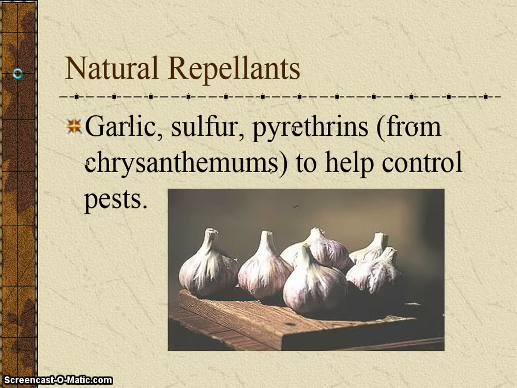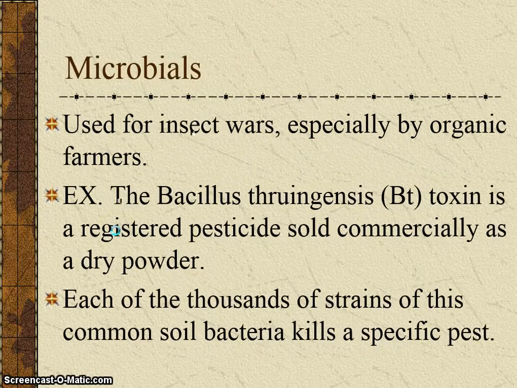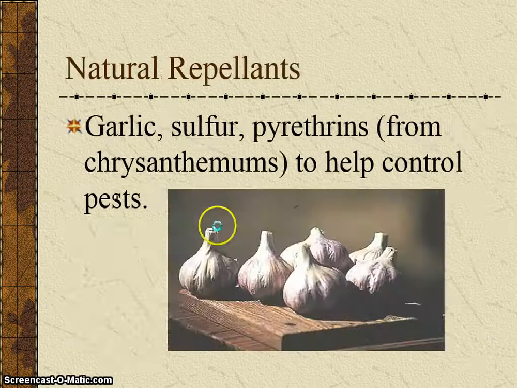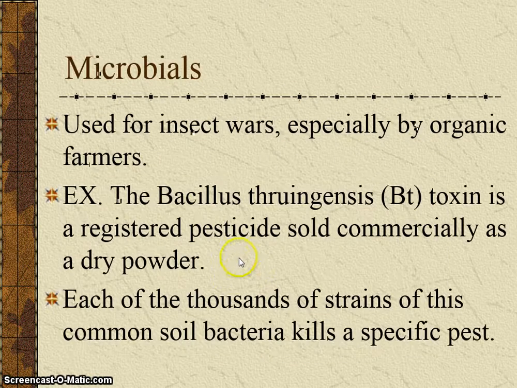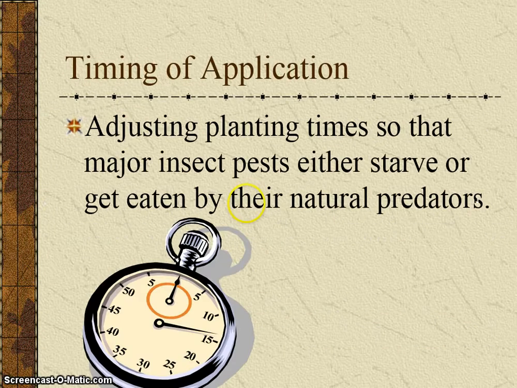You might use natural repellents and things that are high in those sulfur compounds, like garlic, like onions, maybe things that are high in pyrethrins, like chrysanthemums, or like marigolds will help control pests, and there are other varieties of plants that will help control weeds. Microbials goes back to this whole idea. So you pick some species that will naturally repel bugs, and sometimes they can even repel fungus.